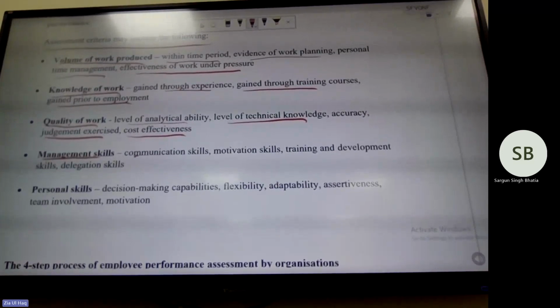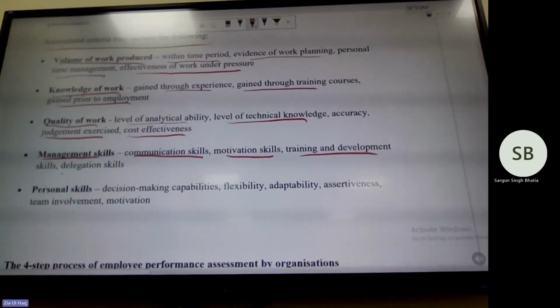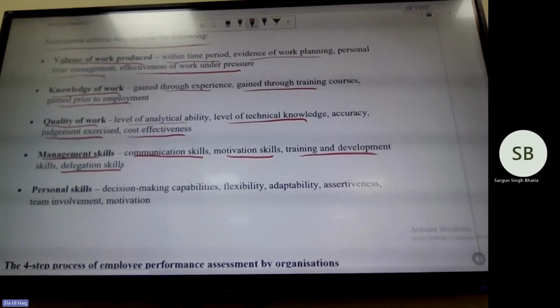So management skills, like communication skills and motivational skills, mean trying to motivate others below him or not, providing training and development to lower levels, and delegating skills mean whether he is doing all tasks by himself or by delegating the responsibility to other people. Who is a good manager? Who is solving problems through other people rather than doing everything by himself.